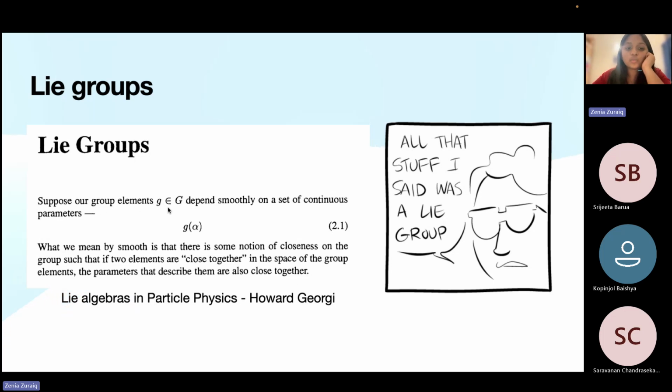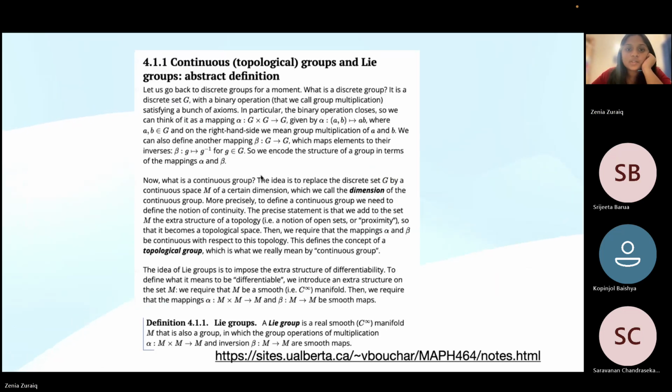So suppose the group elements depend smoothly on a set of continuous parameters, G of alpha, then this is what is called a Lie group. So this is the mathematical definition. It's based on the mapping, and it's a real smooth manifold. There is also a group, and so on. So there's some more mathematical way of defining it based on what it maps to. But for our purposes, as physicists, a Lie group is a continuous group. I think that's the best way that I've understood it. Yeah, that's what's worked for me.